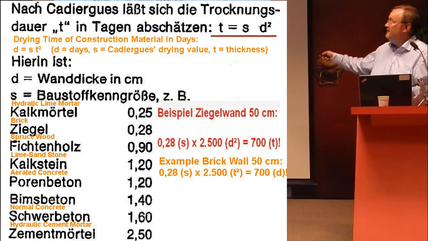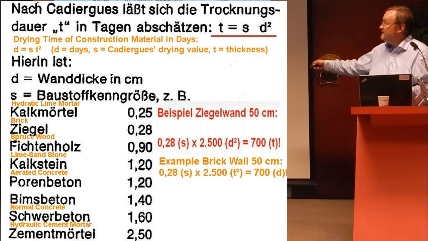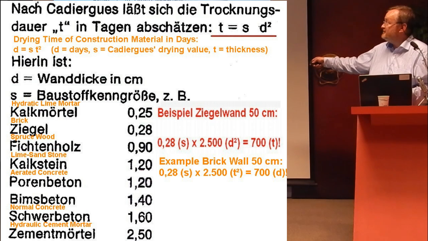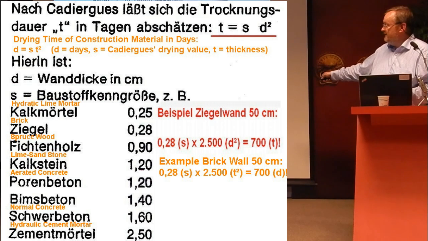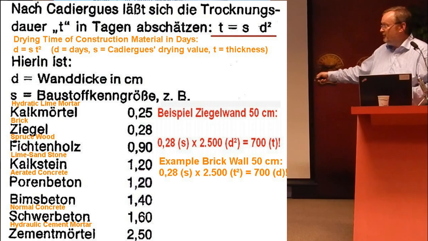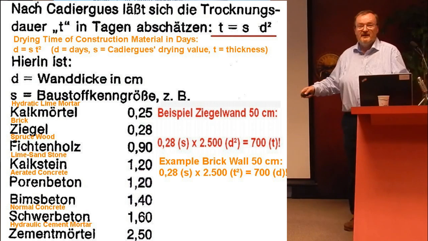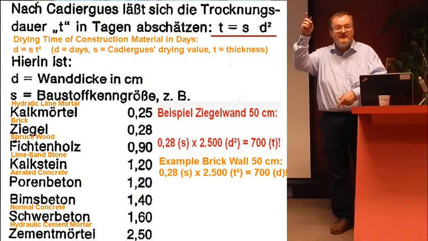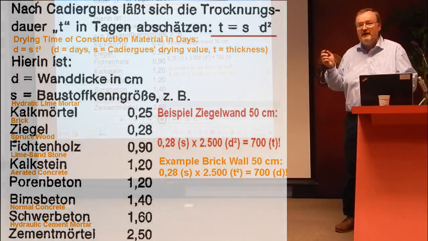And the example here is a formula: D is S times T squared, where D is days, S is a value of the French expert, and T is the thickness of the wall. So a brick wall 50 centimeters thick, filled with water, will need 700 days to be dry. 700. That means a concrete or cementitious wall will need 7,000 days to be dry. And this is also important for all the concrete structures you have in the floor and the ceiling. They need a huge time to dry out.